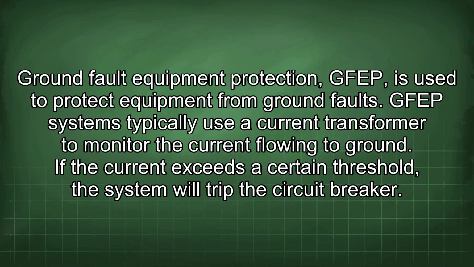Ground fault equipment protection, GFEP, is used to protect equipment from ground faults. GFEP systems typically use a current transformer to monitor the current flowing to ground. If the current exceeds a certain threshold, the system will trip the circuit breaker.